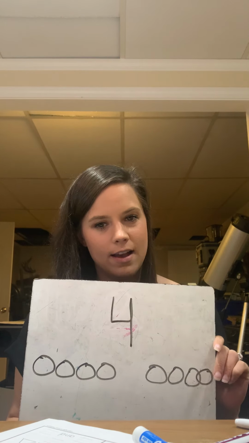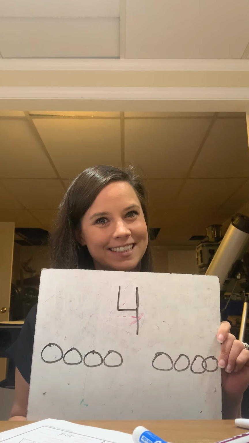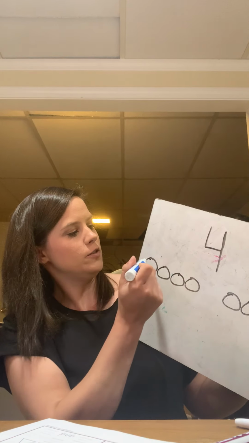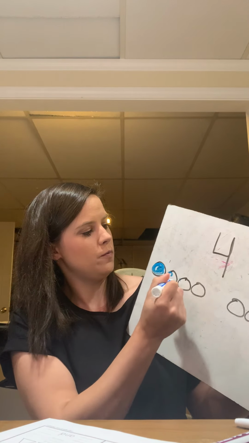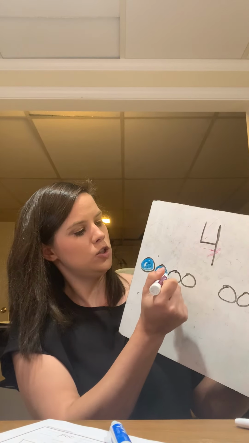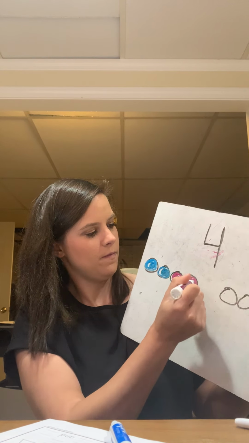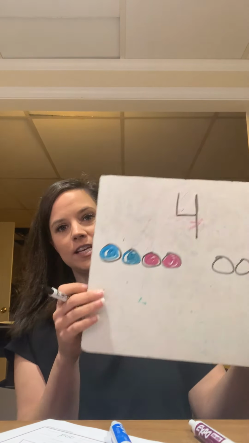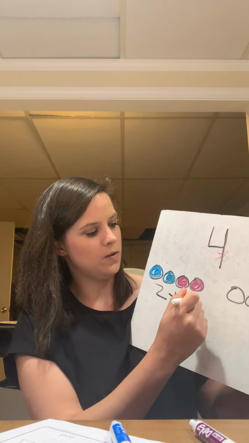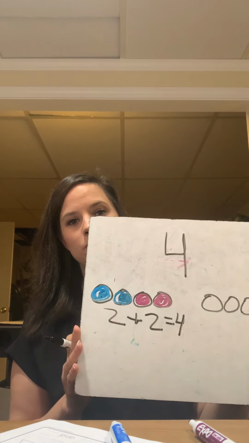So, what do you know that makes 4? It's very easy. I'm thinking 2 plus something equals 4. If you said 2 plus 2, you got it right. So I'm going to color 2 blue. Then how many am I going to color purple? 2 purple. So this represents 2 plus 2, and that equals 4.